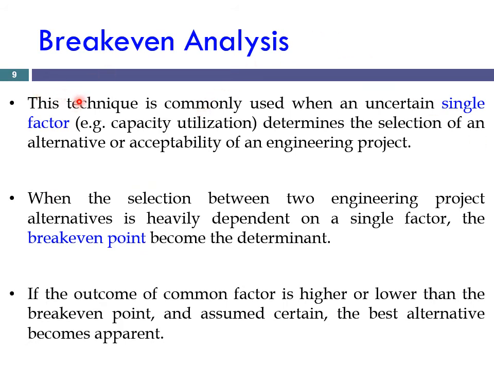So break-even analysis, we said that when there is a single factor, for example, this single factor can be the useful life, the study period, the interest rate. Okay, there is only one factor. It can be the capacity utilization. This factor determines the selection of an alternative or acceptability of an engineering project. This is the dominant factor, or the factor which has the only uncertainty. Then we can use break-even analysis.